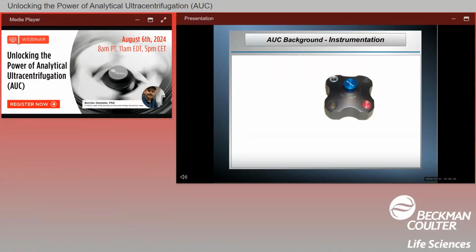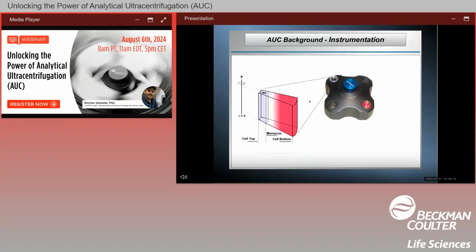So how does an AUC experiment work? You start with a titanium rotor. This one here is a 4-hole version. There's also an 8-hole version. And in each hole goes a cell, which you can see right here. And this cell has 2 compartments where you can load a sample. There's also a counterbalance that can counterbalance that weight, or you can put additional cells in there.